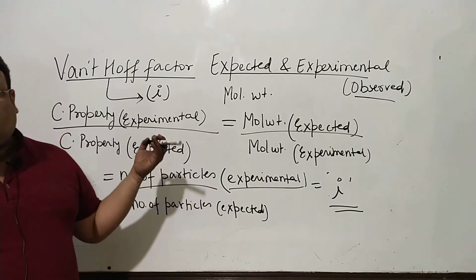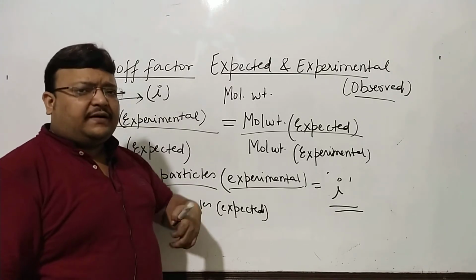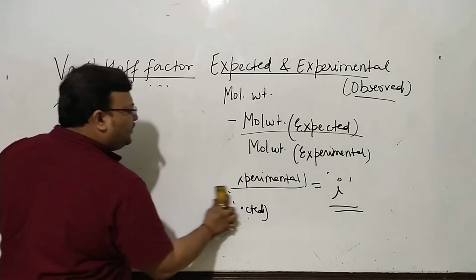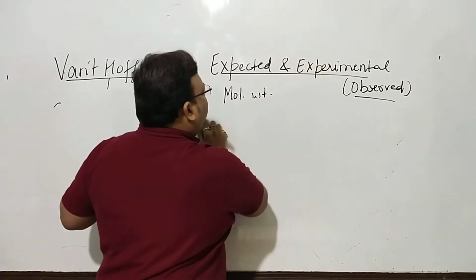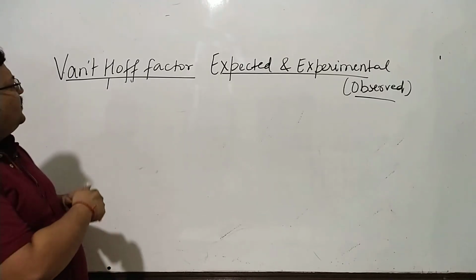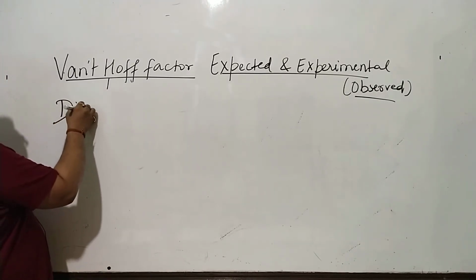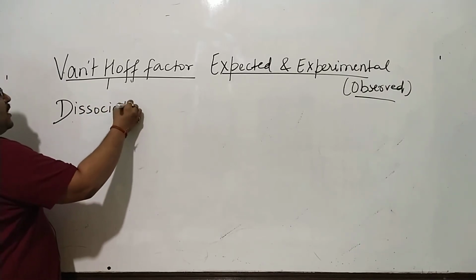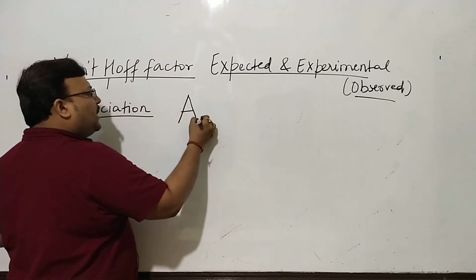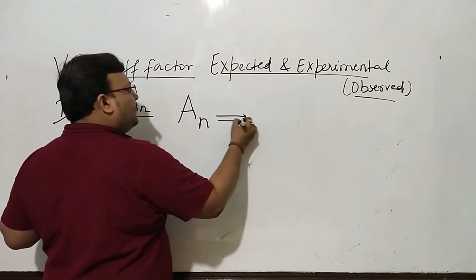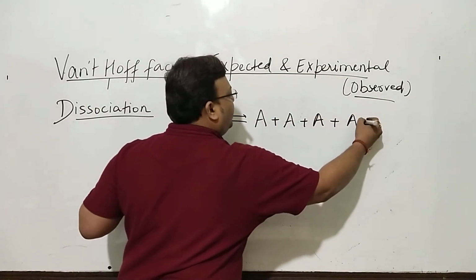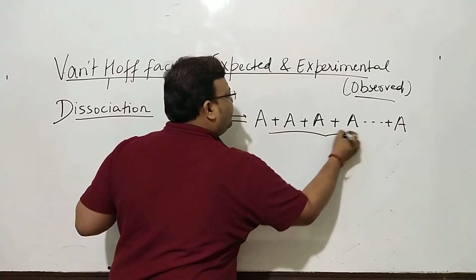So very naturally, we'll want to talk about the two cases, and certainly we're talking about electrolytes now, solutes which dissociate or associate. We'll talk about dissociation first. Now if an electrolyte dissociates, you have AN, suppose breaking into A plus, and n such particles.